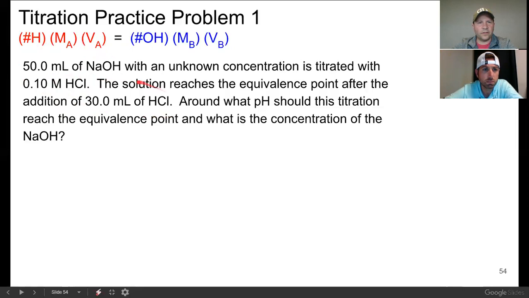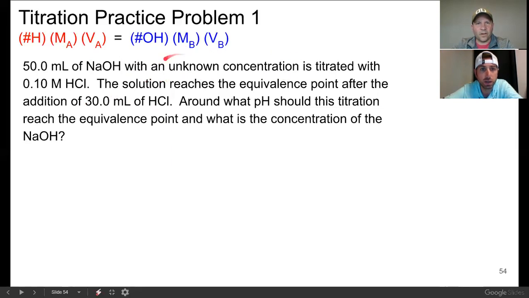Let's see, the solution, yep, 30 milliliters. So we know that the amount of hydrochloric acid we had to add was 30 milliliters. So we now know those three. Do we know the number of hydroxides in sodium hydroxide? We do. There's 1. One hydroxide, okay? And do we know the molarity of the sodium hydroxide?